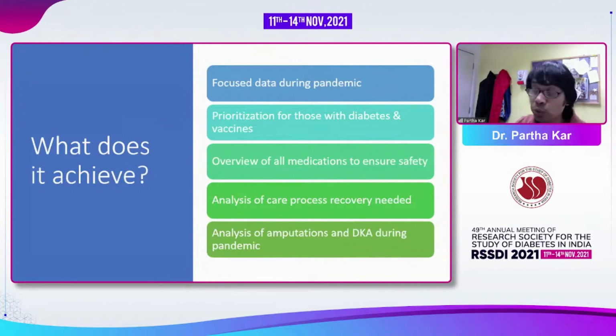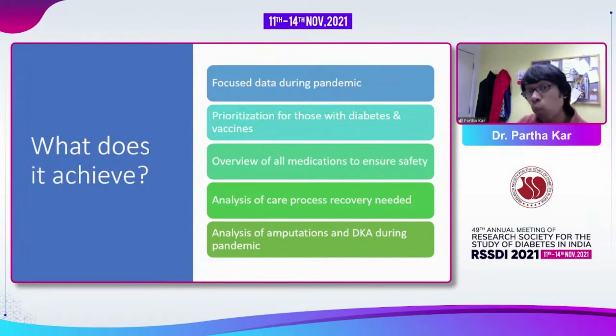We managed to do an overview of all the medications, because there was a lot of talk about whether SGLT2 inhibitors or GLP-1 agonists are harmful. So we did all the data sets, and what we found is that they're all pretty much the same. There's no need to stop any medications because they may get COVID. So no need for that.